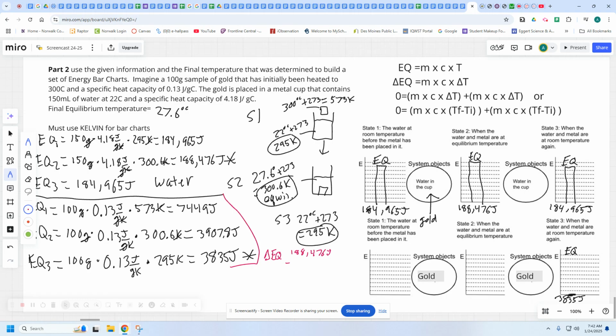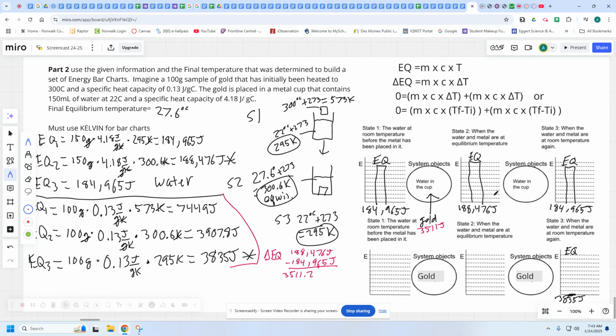And I'm going to subtract it from the initial, state 1, 184,965 joules. And when you do that, you should get approximately 3,511.2, but I'm just going to roll with the 3,511. So we need to label that 3,511 joules in from the gold.